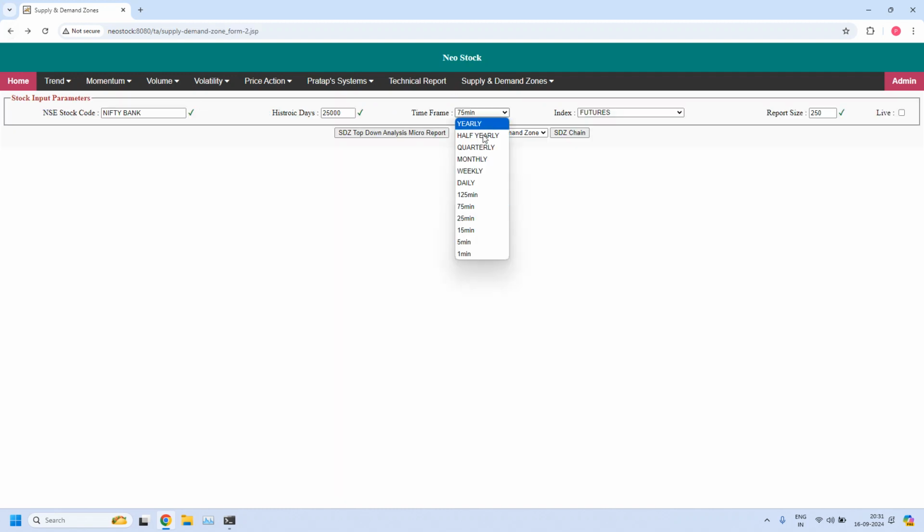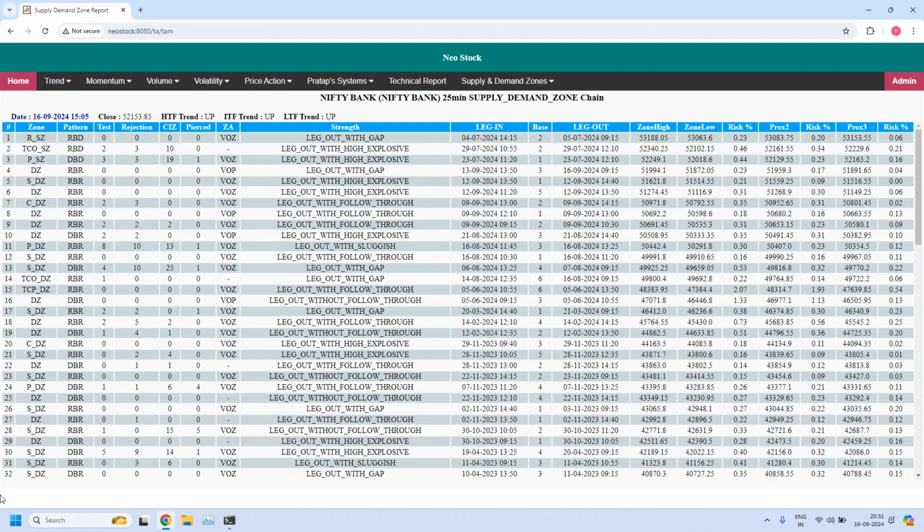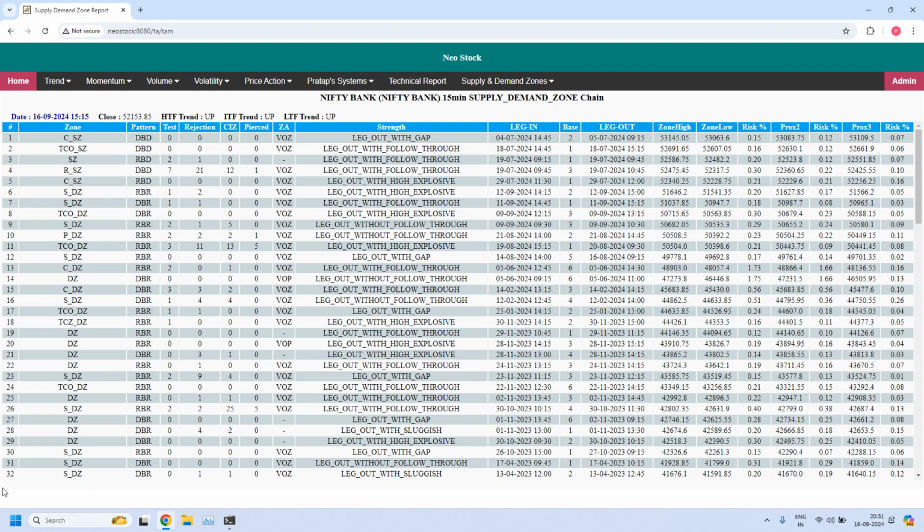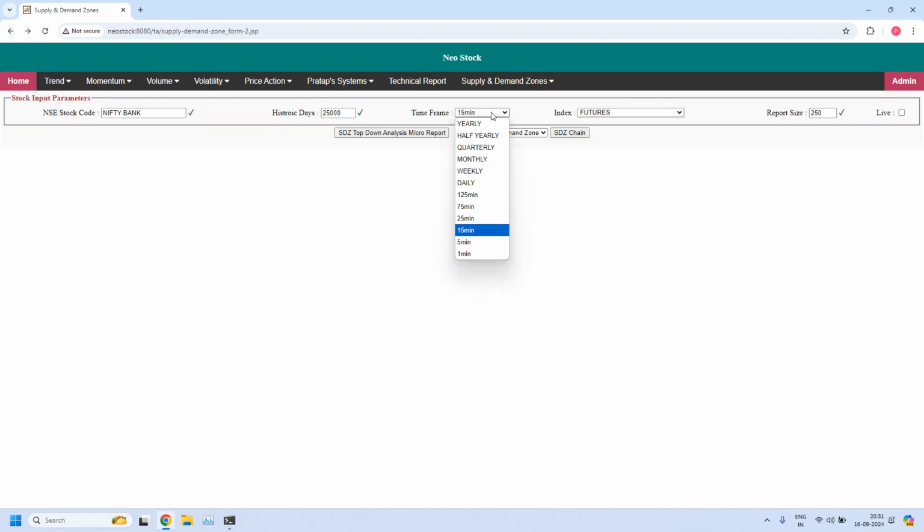Next time frame is 25 minutes. I am generating 25 minute supply demand zone chain for BANKNIFTY. Next time frame is 15 minutes. I am generating 15 minute supply demand zone chain for BANKNIFTY. Next time frame is 5 minutes. I am generating 5 minute supply demand zone chain for BANKNIFTY.